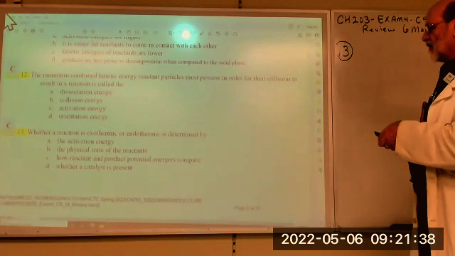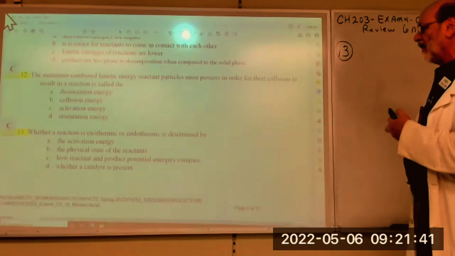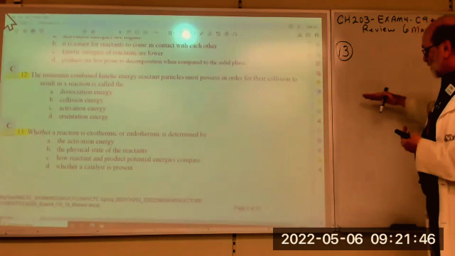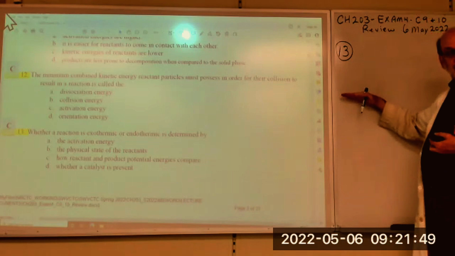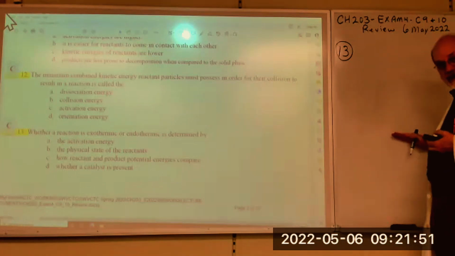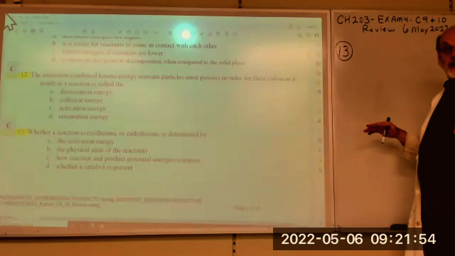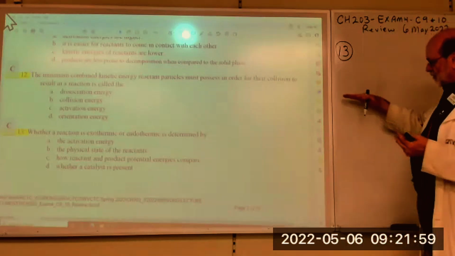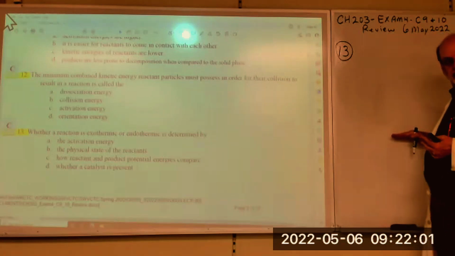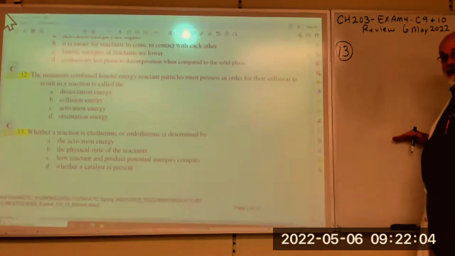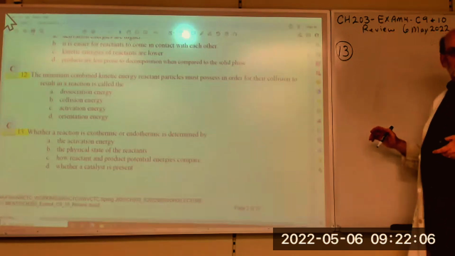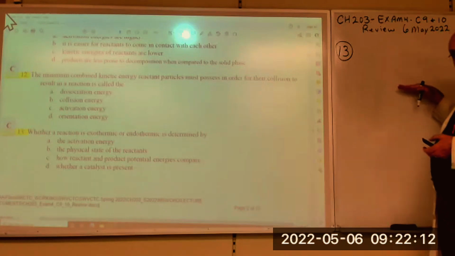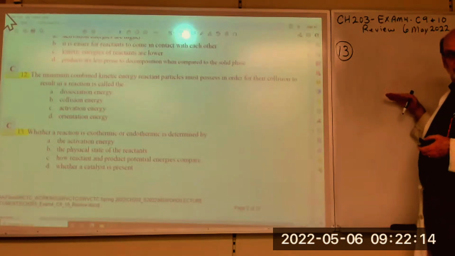Whether a reaction is exothermic or endothermic is determined by what? Well, I should have left the diagram up there. If the reactants have more energy than the products, it's exothermic. Because that energy's got to go somewhere. You can't create or destroy energy. So if you had more energy to start with and less energy afterwards, the energy got to go somewhere, and that's out. That's exothermic. It's the other way around, and you have more energy in the products, then it's endothermic.